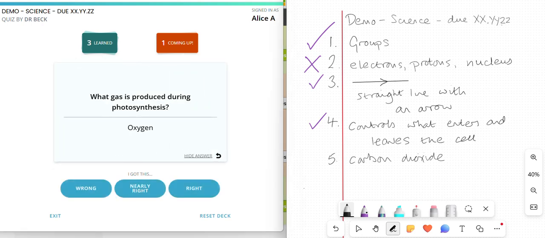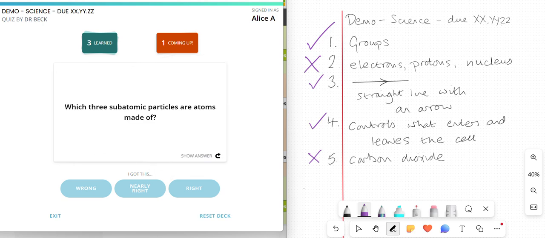Ah, but it's not the gas that is produced. Give myself a cross. That is not right. It's not even nearly right. It's just wrong. Okay, so now I'm going to go back through. I've got 3 right and 2 wrong. So now I'm going to go back through the ones I got wrong.